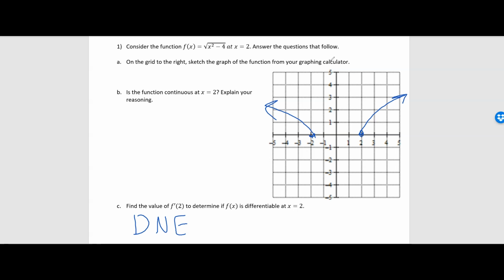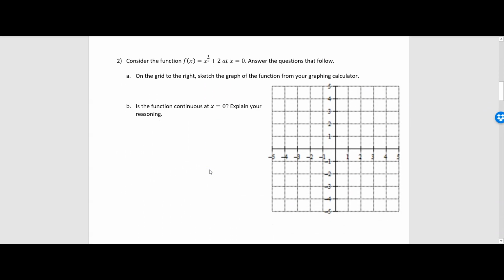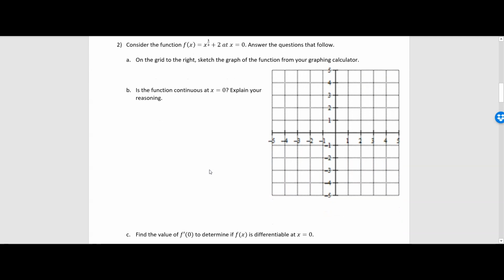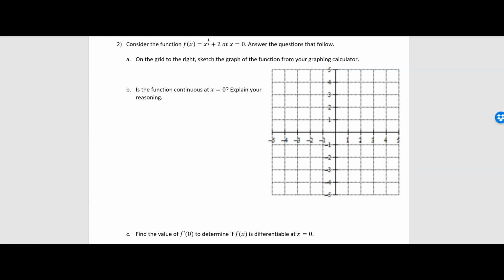So it was not continuous at x equals 2, and it was not differentiable at x equals 2. All right, on to the next example. Same exact steps, just a different function. So pause the video, give me a sketch, and then talk about continuity and differentiability.